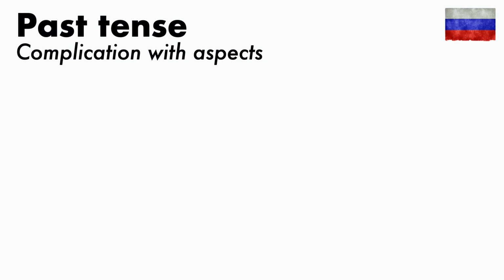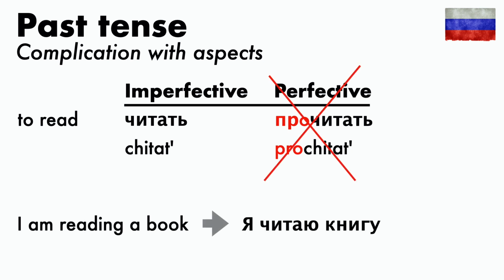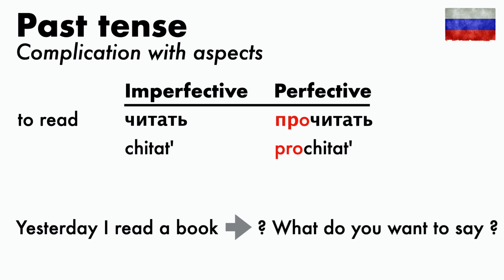Here we have again the word читать as the imperfective aspect and прочитать as the perfective aspect. As I said before, the present tense has only the imperfective aspect. Therefore, the word прочитать as the perfective aspect is not conjugated in the present tense. But in the past tense, this aspect becomes relevant. When talking about the sentence, yesterday I read a book, both verbs could be used and it would depend on what I would like to say.